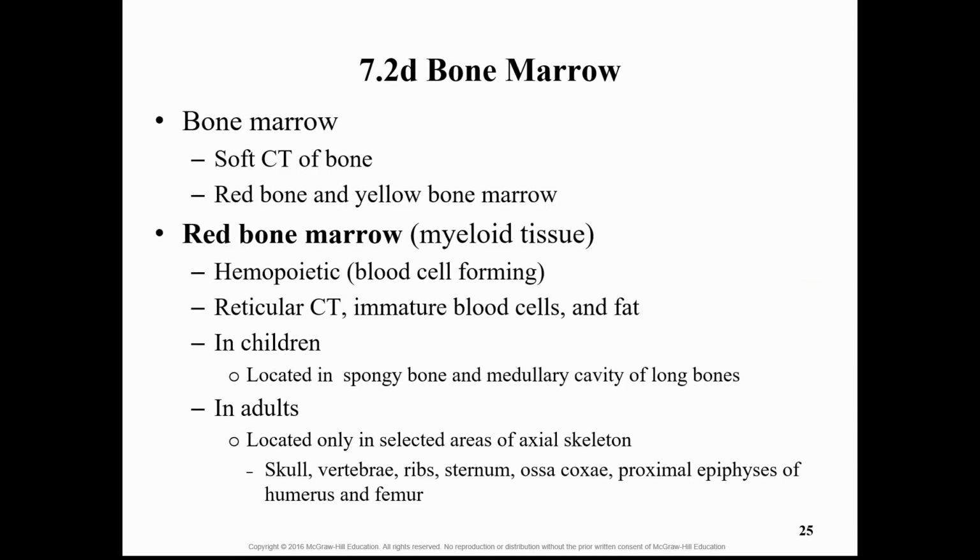As we look at our bone marrow, I mentioned we have a red bone marrow, which is hemopoietic. It is where we form our red and white blood cells. Children have a lot of red bone marrow because they're making lots of new blood cells all the time.